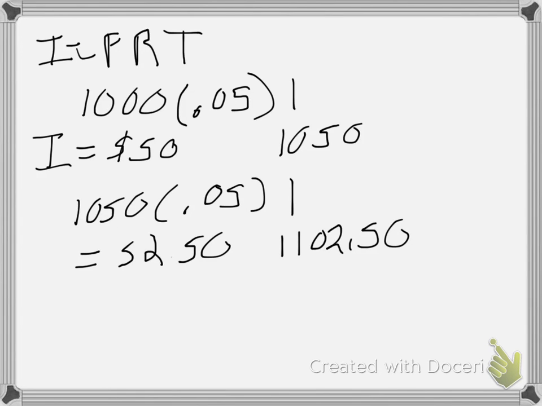Now remember, this is money. Round up if you can. So, for example, when you ended up with $55.125 the following year, round that up to $55.13. All right, and you just keep going from there. Now that's if it's compounded annually.